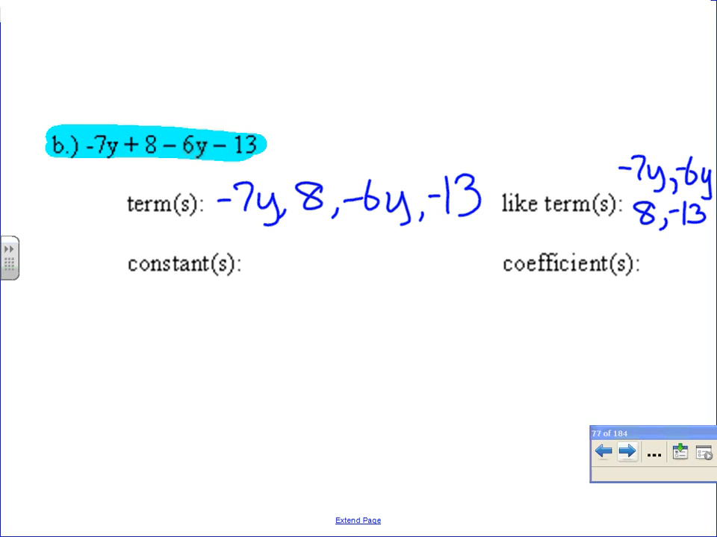Adam, what are the constants? Good. Why are they the constants? Good. They don't have any variables to go with them. It's just the number terms. Okay, Sean, what are the coefficients? Good job. -7 and -6 for the coefficients. Just list the number that's in front of the variable.